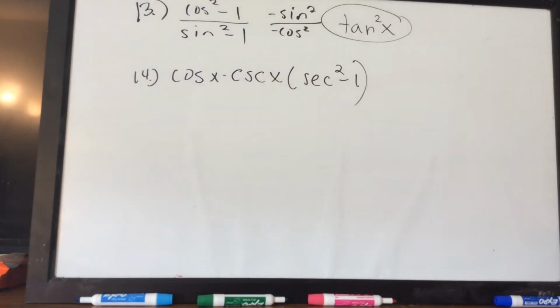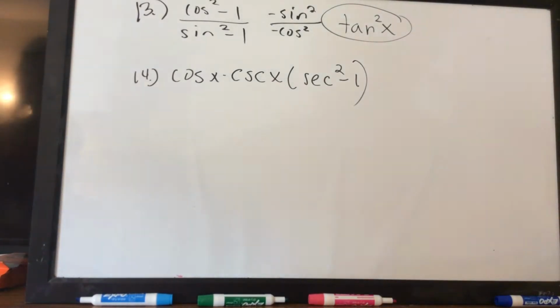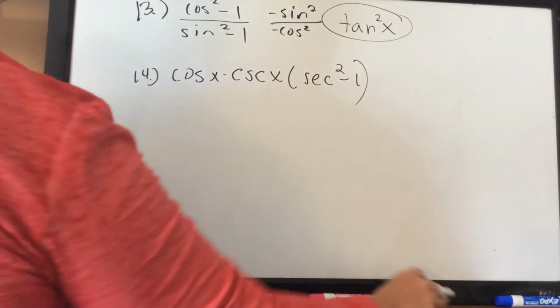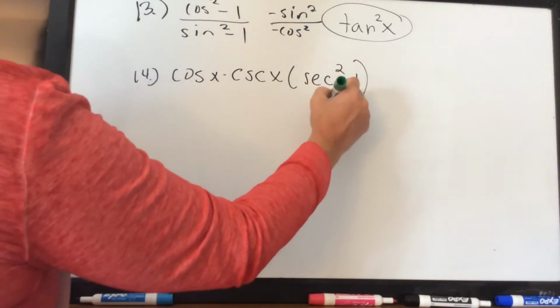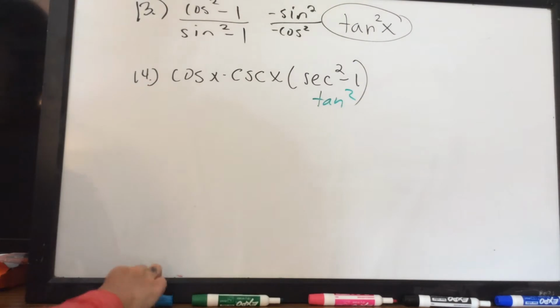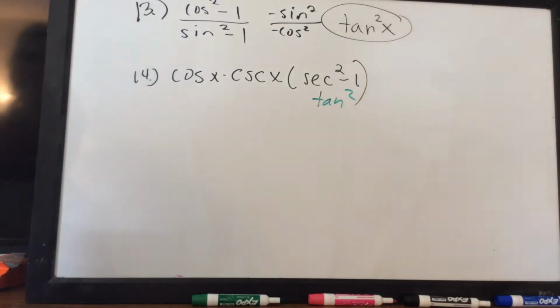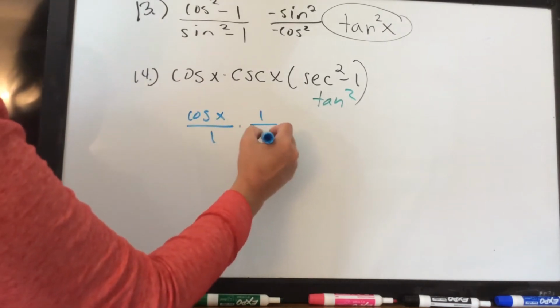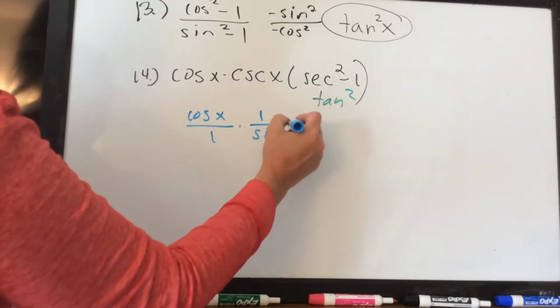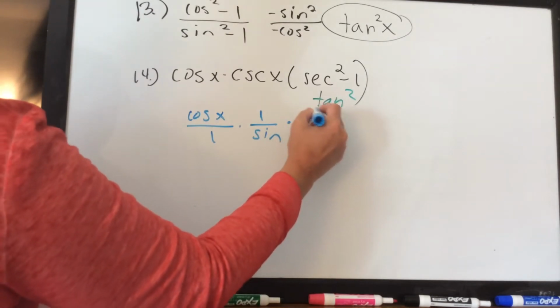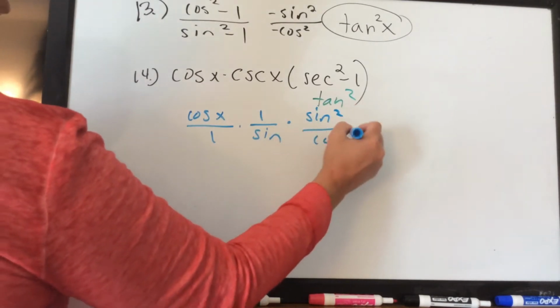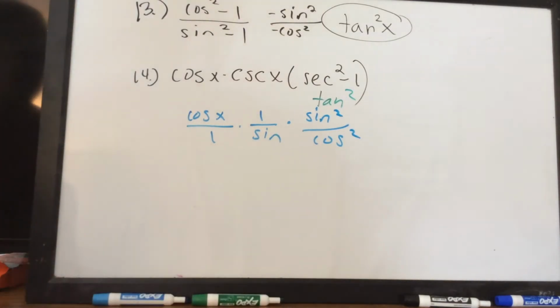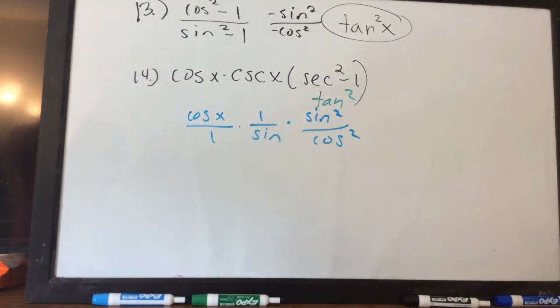Number 14, you've got cosine x times cosecant x times secant squared minus 1. So, secant squared minus 1 is a trig identity. If you look at your paper, that is going to be tan squared. And then remember, guys, this is where we're going to look to turn everything into sine and cosine and see what can cancel. Cosine over 1, 1 over sine, and then tangent squared is sine squared over cosine squared. Pay attention if it's squared or not. I make that mistake sometimes and just write sine over cosine. So pay attention to exponents.